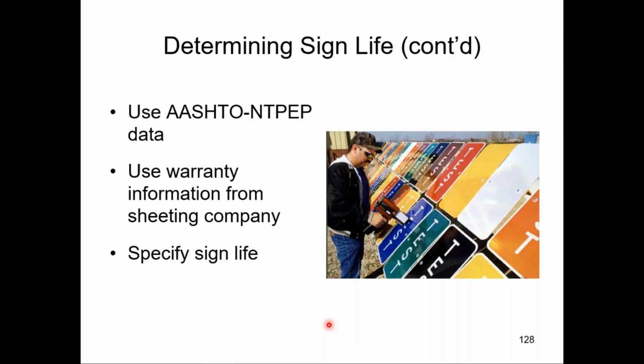Or maybe the simplest way, which I know a number of agencies use, and some states as well, is to use the warranty information from the sheeting company. If they say this sign sheeting is warranted for 15 years, document that and say we're going to use a sign life of 15 years. So that's probably a simple, quick method of estimating your sign life.